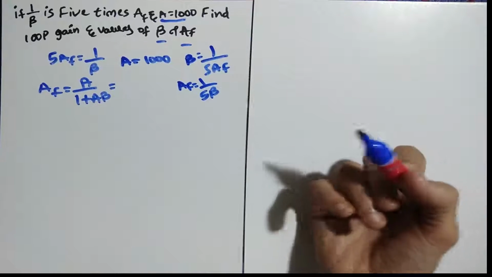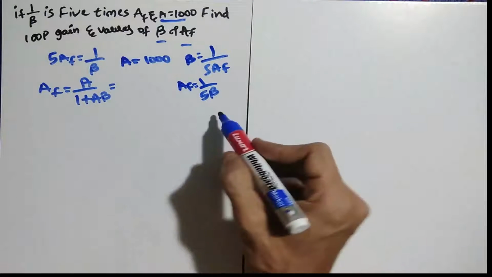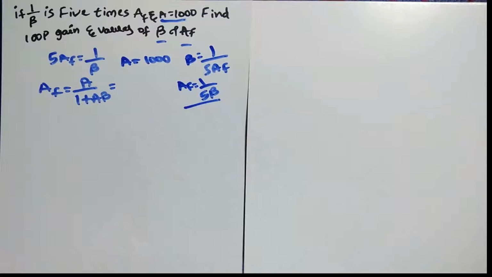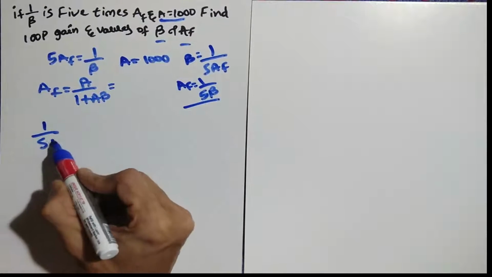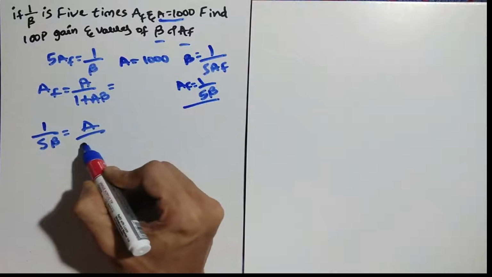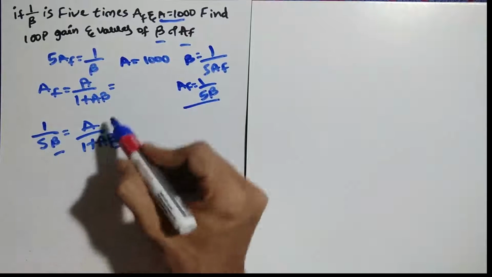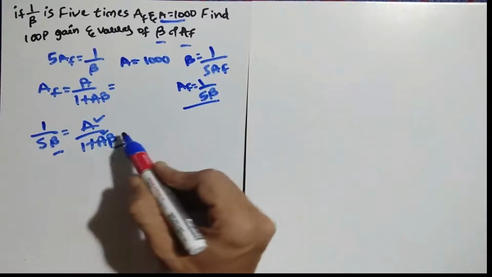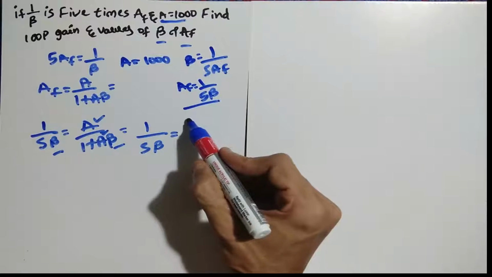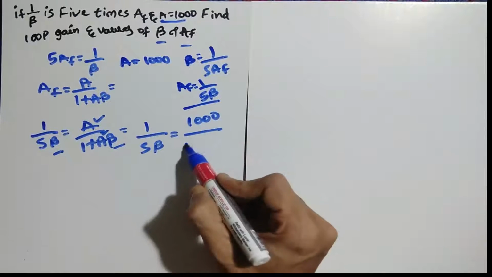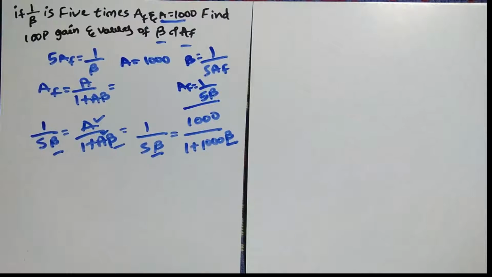This also you can apply and you can find out the stuff positive. So I am going with this one. AF is equal to 1 divided by 5 beta. So we can write here 1 divided by 5 beta is equal to A divided by 1 plus A beta. Here the only one unknown is beta, and the A value is given as 1000. Apply that. So 1 divided by 5 beta is equal to A means 1000 divided by 1 plus 1000 into beta. So now solve for beta.